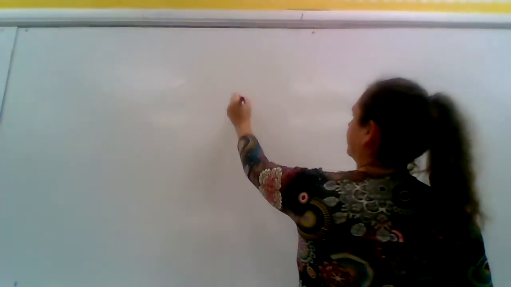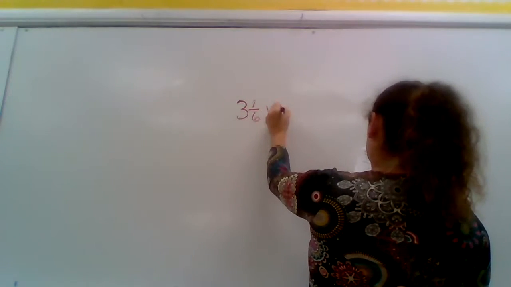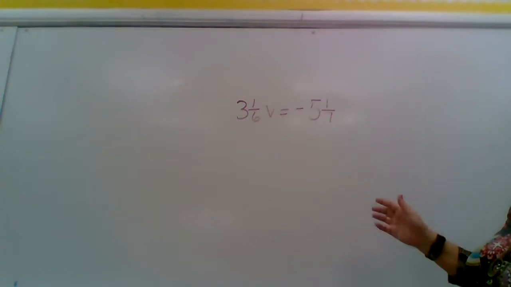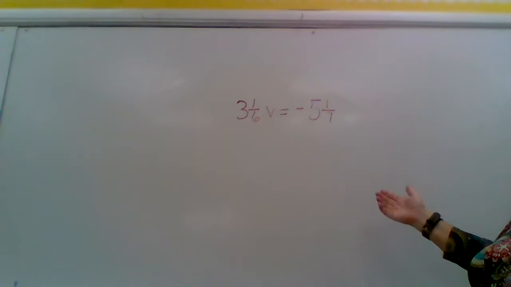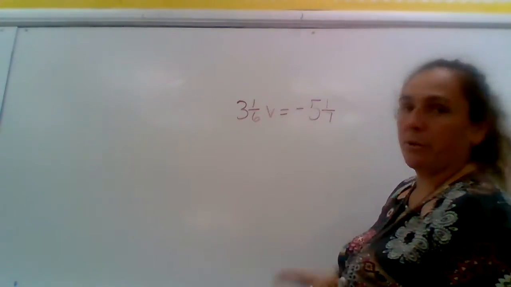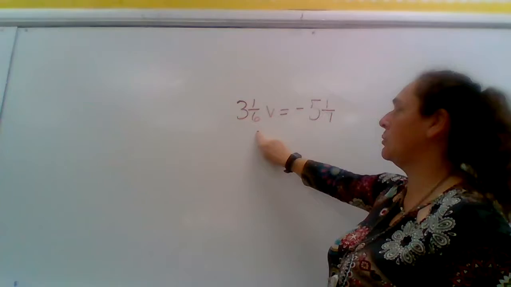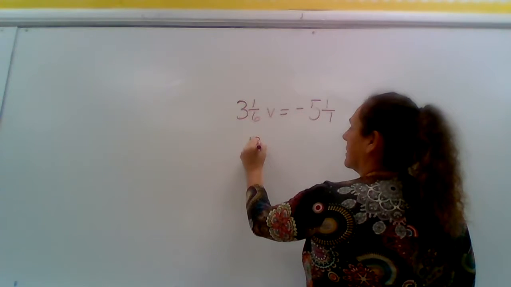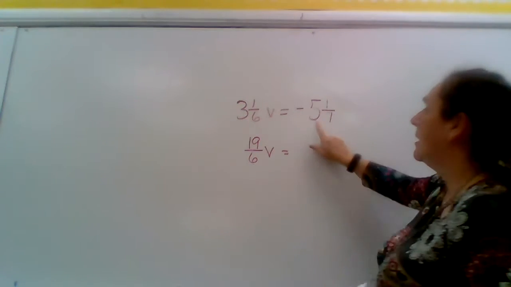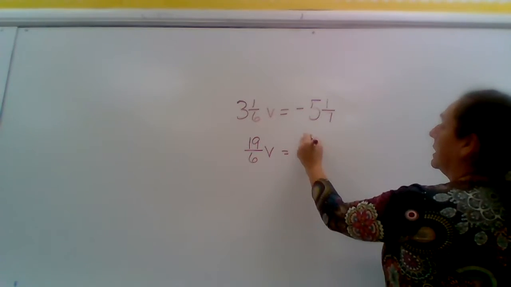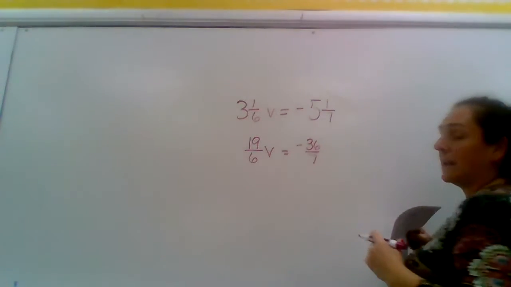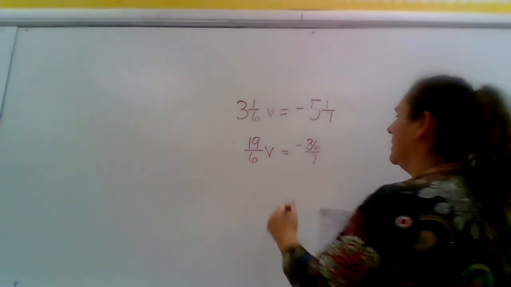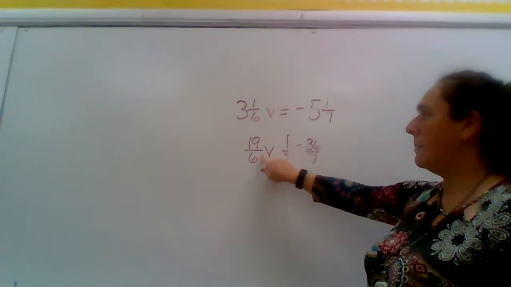Here's a good one for us. Okay, it's going to bring back a lot for you to have to remember from fractions. First thing you need to do is change these both to improper fractions. So remember, you're going to take your whole number, multiply by your bottom, add your top. So 3 times 6 is 18, plus 1 is 19. 5 times 7 is 35, plus 1 is 36. Don't forget your negative. Now that negative can go with the top. It's fine.